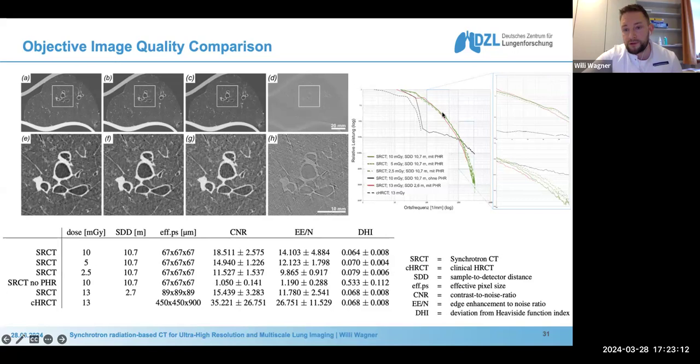And this also holds true if you look at the image quality by means of radial average power spectra, where the worst image that you can create would be a synchrotron image without phase retrieval. That shows you how large the contribution of the phase effect to our image quality is.